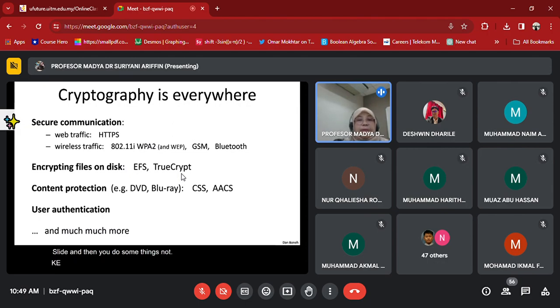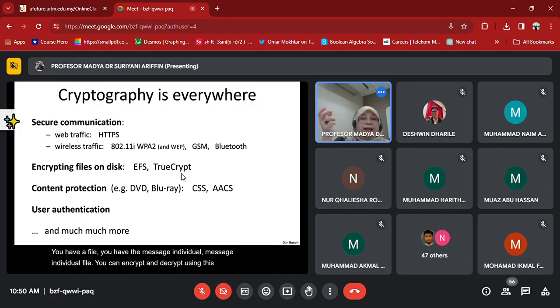Okay, cryptography is everywhere. It can be used in secure communication, from HTTPS to wireless traffic. I believe that you have already developed websites during your diploma or during your first or second year of studies. So you have already used this, and in cryptography we use it. Other than that, cryptography is also used to encrypt individual files. You have a file, you have a message, and you can encrypt and decrypt it using this algorithm.